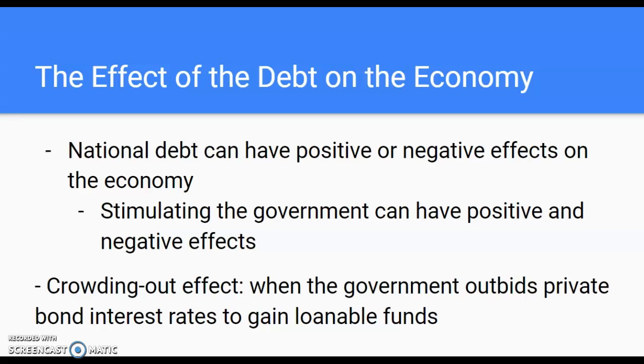There's also the crowding out effect when the government outbids private bond interest rates to gain loanable funds. And we'll talk a little bit more about this when we talk about the Federal Reserve. But basically here the government is giving better interest rates than the private sector is able to.